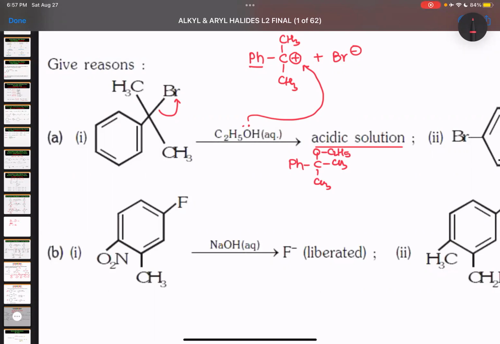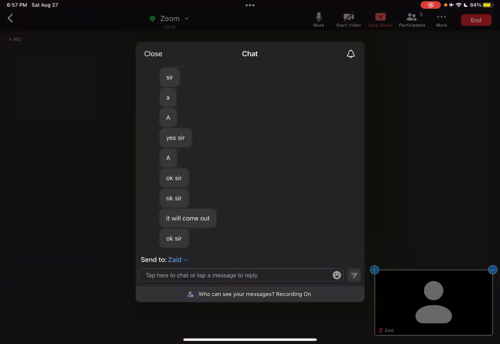Ethyl ether and HBr. Right. So this is which mechanism? Any idea?